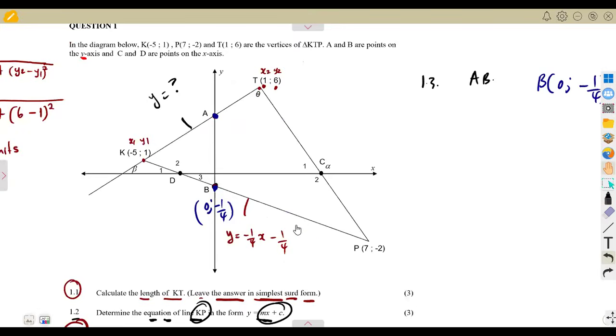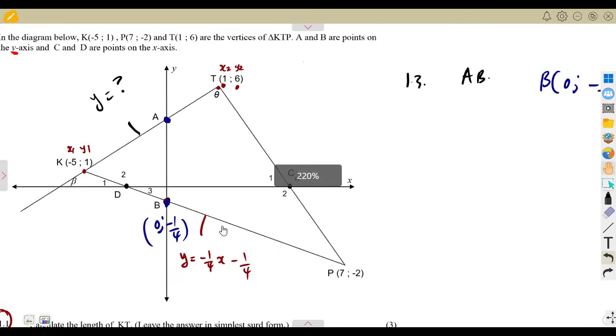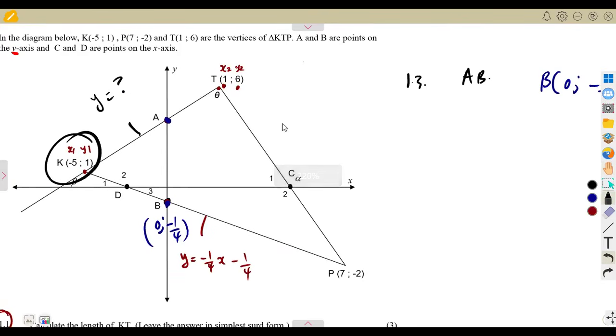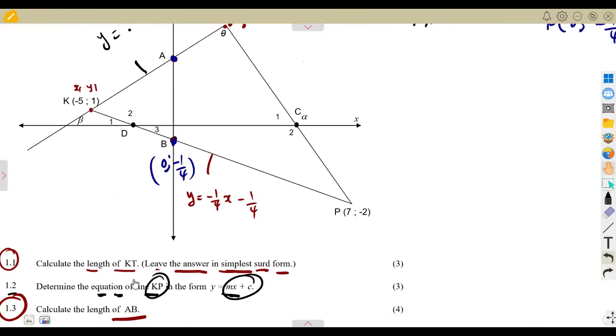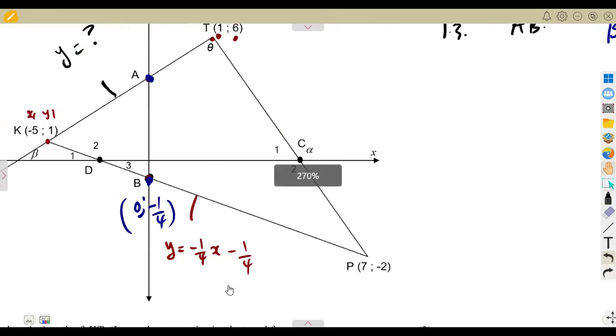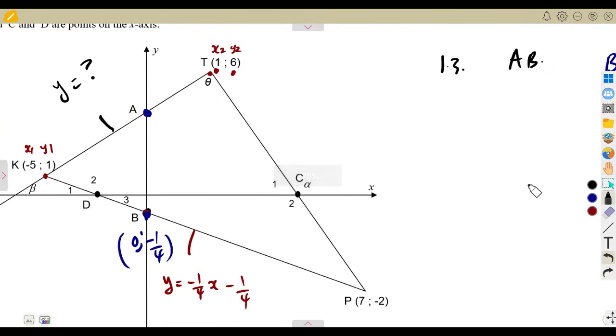So meaning to say, on this question, you are now forced to calculate the equation of KT. What you just calculated from KT was the length. You never calculated its equation. So we go back to our KT and calculate the equation of KT. All right, so we are going to determine the equation of the line KT.